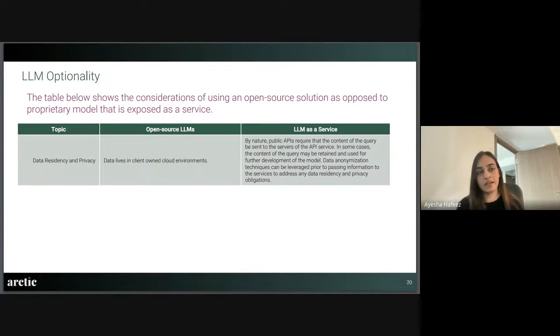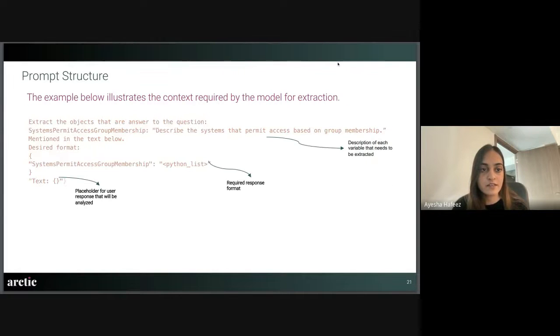Now, because we had limited data, as I mentioned, we started off using LLM as a service, keeping in mind that we would eventually want to create our own verticalized LLM solution and host it internally. So moving to the next slide.